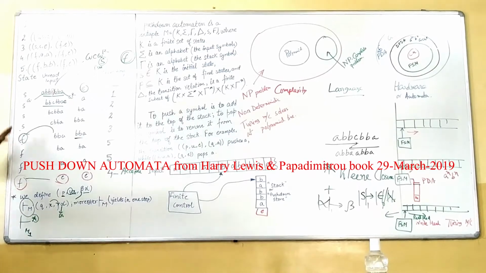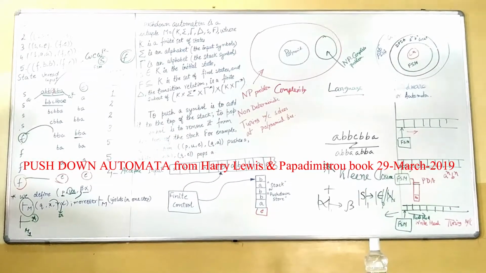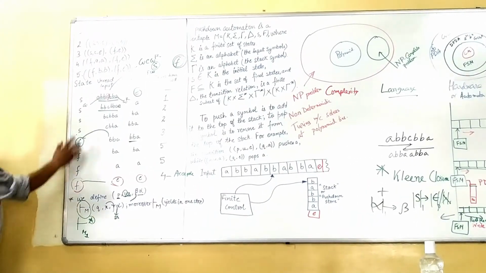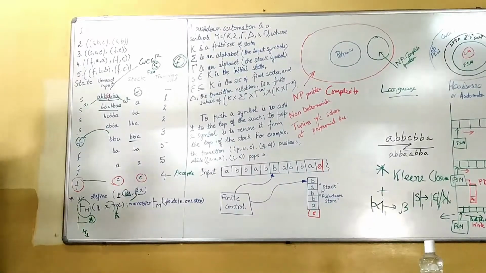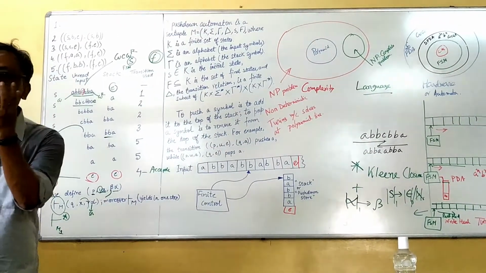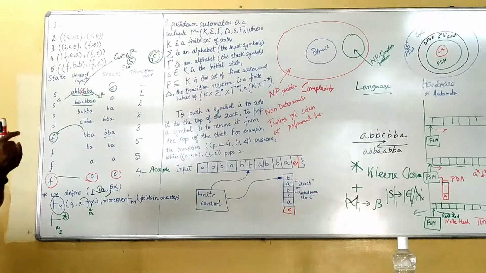Good morning. Today we are discussing the push-down automata. The push-down automata is the formal notation. What is the formal notation? You need to make the transition, delta transition diagram. Because you have a push-down automata, you have a finite state machine, you have a stack.